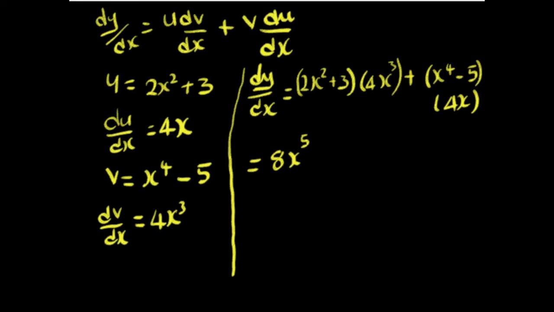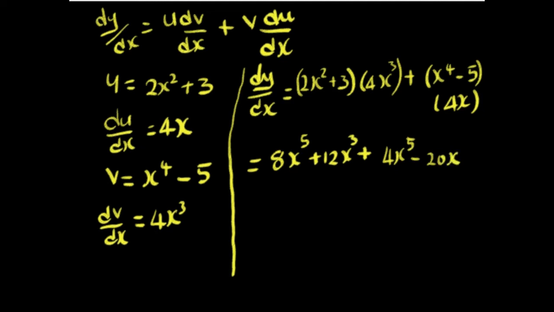Now 4x cubed times 3 would give me 12x cubed, plus 4x multiplied by x raised to the power 4, sorry. Now 4x multiplied by x raised to the power 4 would give me 4x raised to the power 5. Now minus 5 times 4x gives us minus 20x. So let's collect like terms.